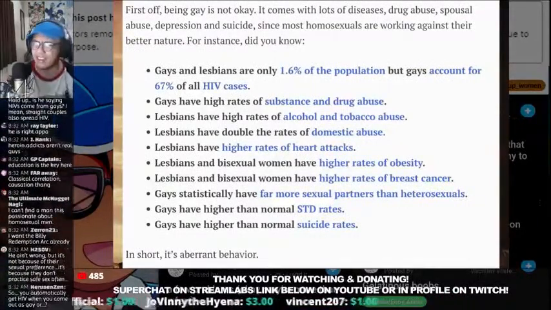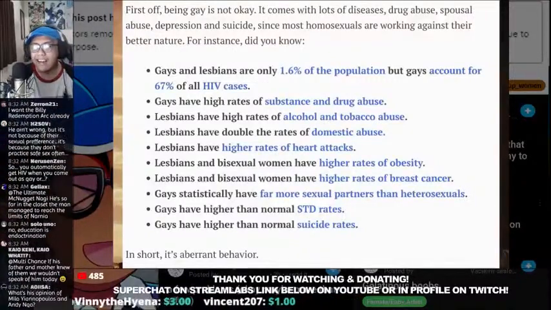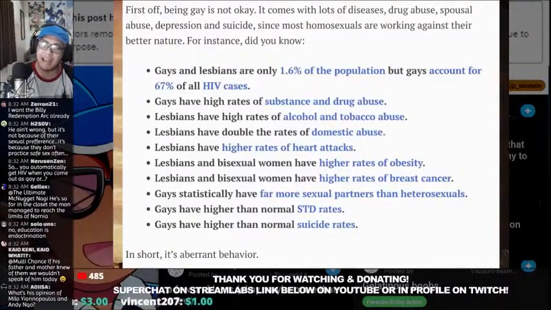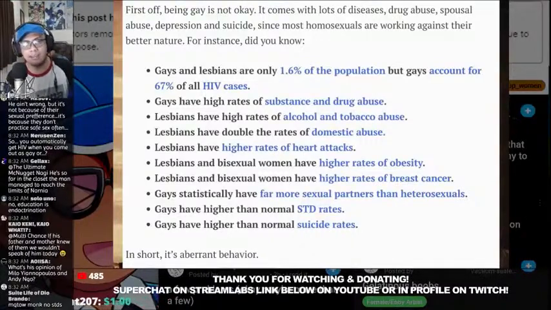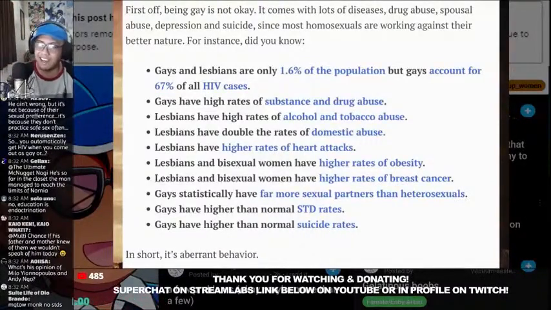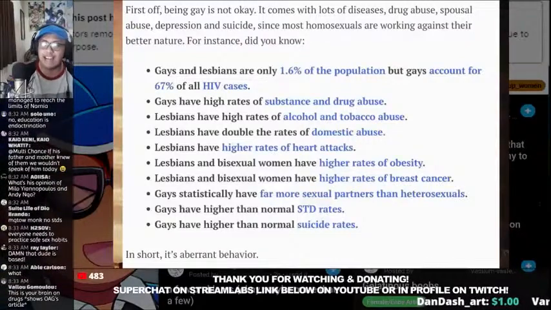Higher rates of breast cancer? How? What is the relationship between lesbians and bisexual women having higher rates of breast cancer? What's the relationship between breast cancer and women being lesbian and bisexual? I don't get it. Gays statistically have far more sexual partners than heterosexuals. Gays have higher than normal STD rates. Gays have higher than normal suicide rates. In short, it's aberrant behavior.